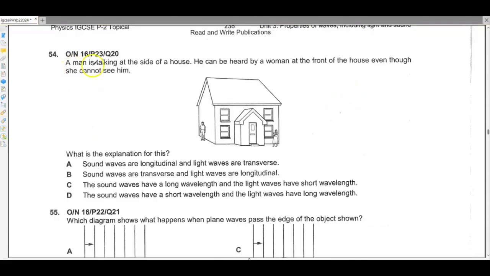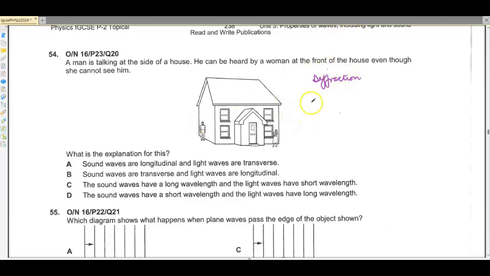Question number 54. A man is talking at the side of the house. He can be heard by a woman at the front of the house even though she cannot see them. What is the explanation for this? Acha. Whenever we talk about this phenomena, that sound is being heard even though the person is not inside, so this is related to diffraction. Okay? That's basically the bending of the waves.